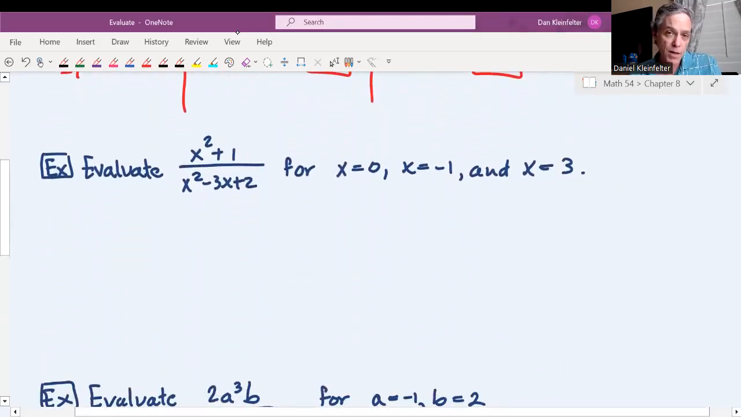Take a minute, pause the video, and then try this yourself, and then restart it and make sure that you get the same answers as I do. If you don't, rework it till you do, or let me know if you have any questions.